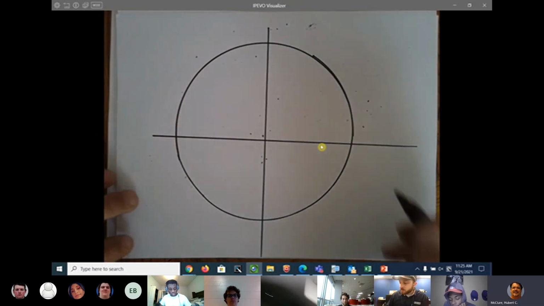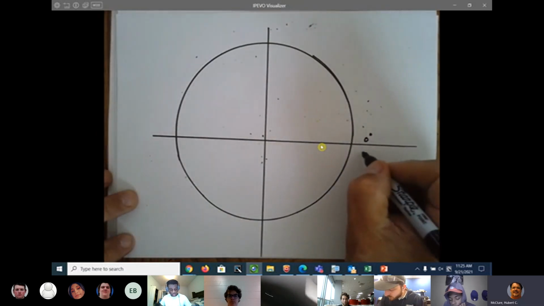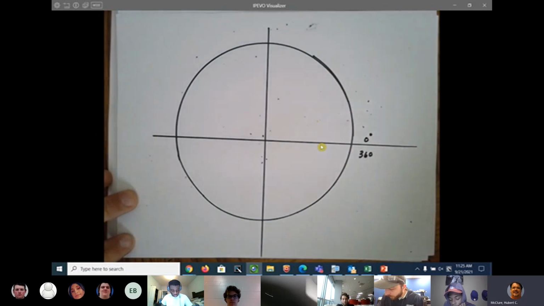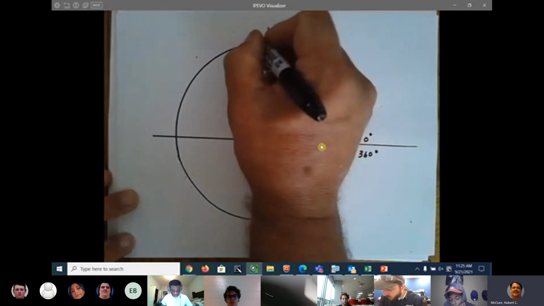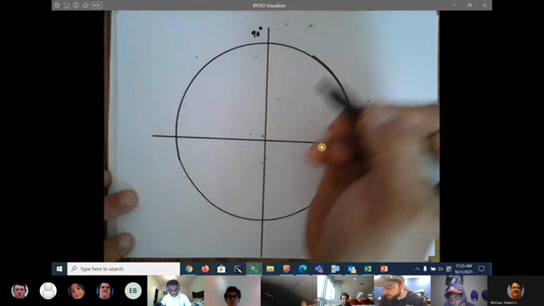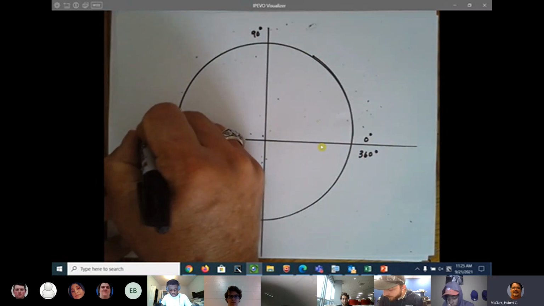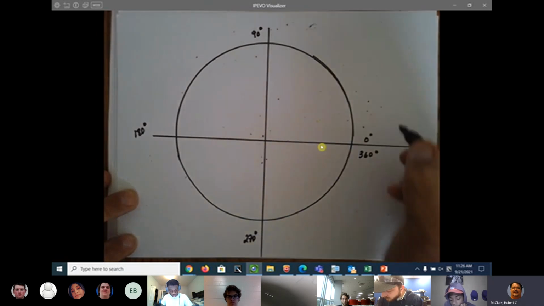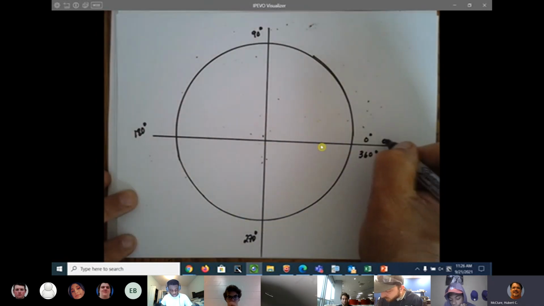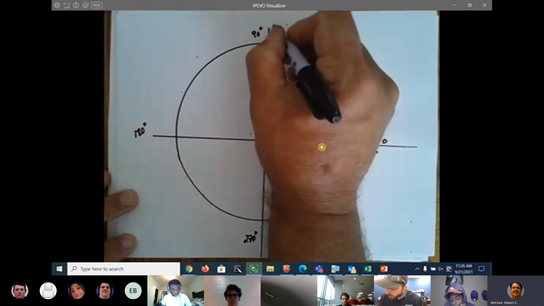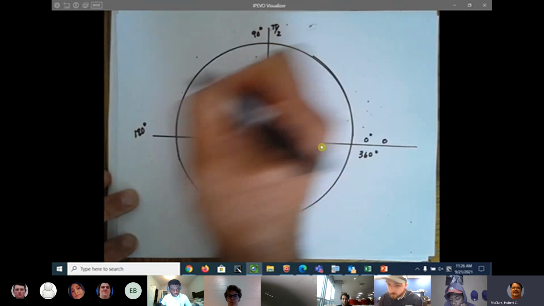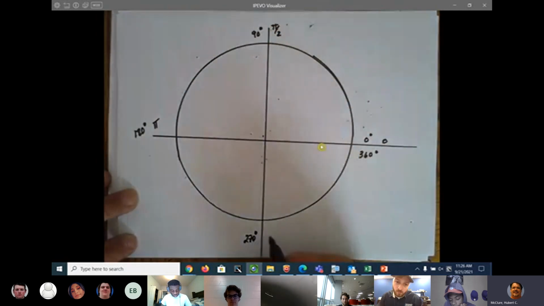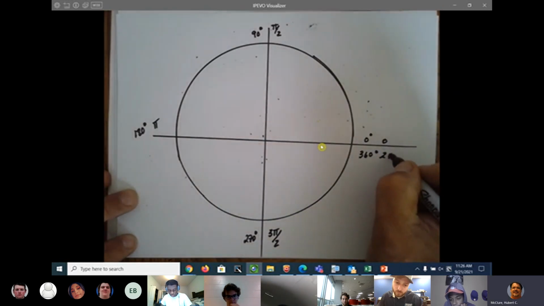And we know that this is 0 degrees and 360. We know this is 90. This is 180. This is 270. This is 0 radians. This is pi over 2 radians. This is pi radians. This is 3 pi over 2 radians. And this is 2 pi.